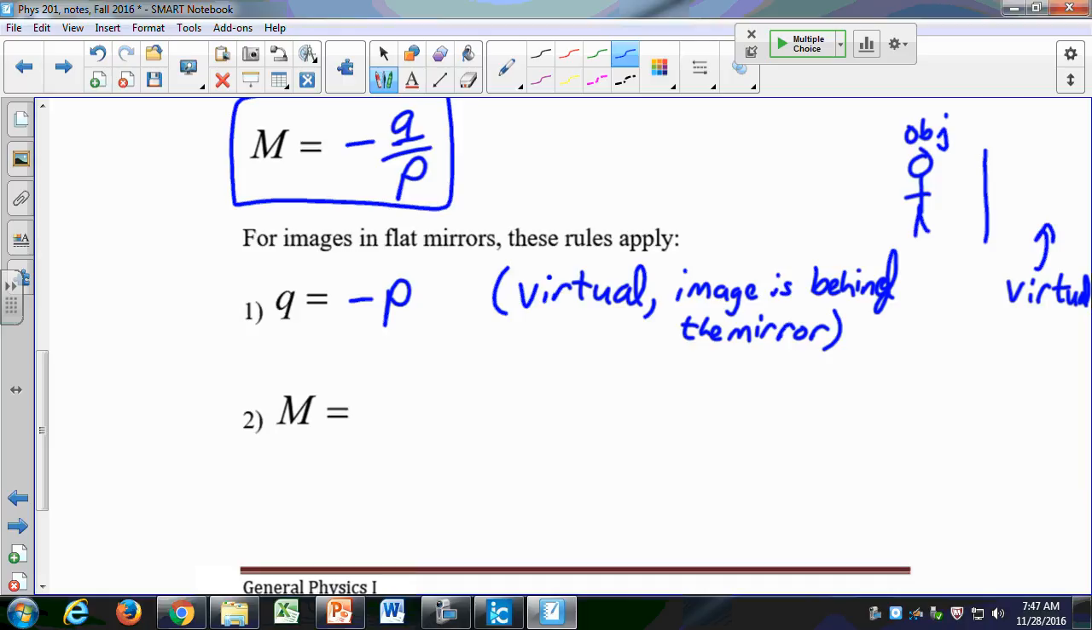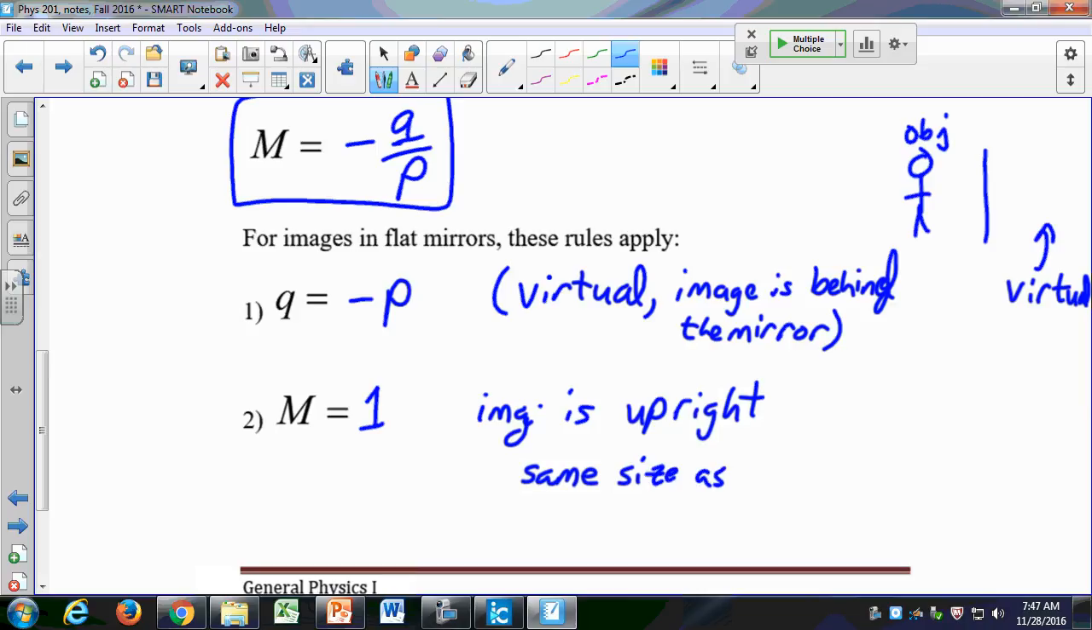Okay, and then also for flat mirrors, m is equal to 1. That means the image is upright and it is the same size as the object. We haven't really said much that's groundbreaking. We're just sort of laying down some ideas.